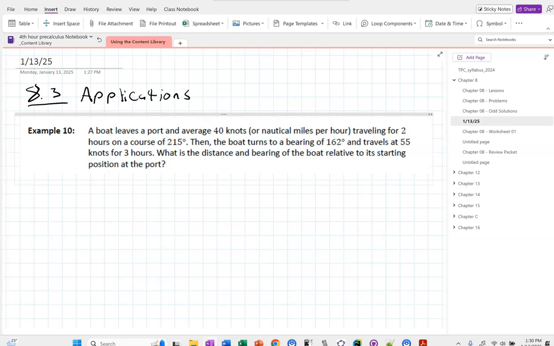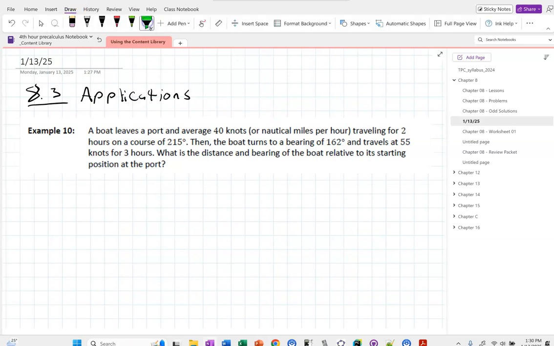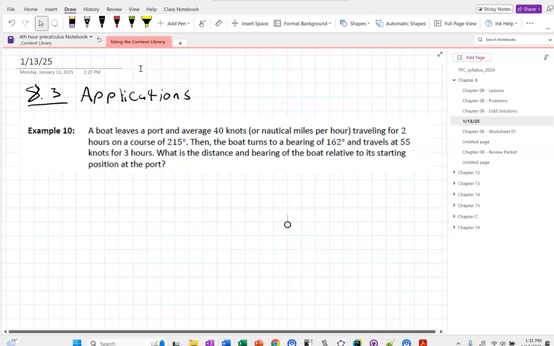So, our first situation is going to be dealing with these kind of navigation problems. This problem reads: a boat leaves a port and averages 40 knots. Knots is just nautical miles per hour. Traveling for 2 hours on a course of 215 degrees. Then the boat turns to a bearing of 162 degrees and travels 55 knots for 3 hours. What is the distance and bearing of the boat relative to its starting position at the port? Before we dive into this problem, there's one piece of vocab in here that we're probably not sure what it means.